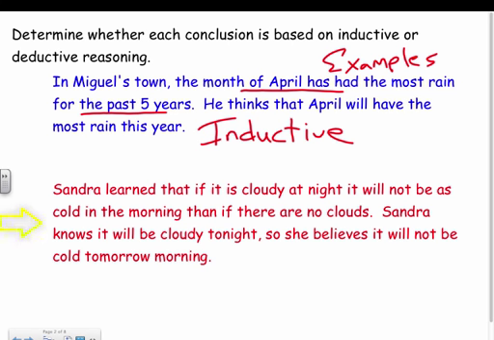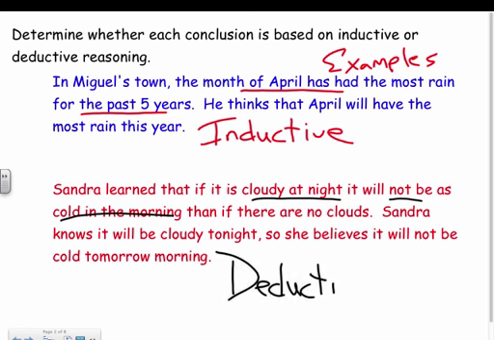Whereas the next one, Sandra learned that if it is cloudy at night, it will not be as cold in the morning than if there are no clouds. Sandra knows that it will be cloudy tonight, so she believes it will not be cold in the morning. So she knows this scientific fact, that if it's cloudy at night, it will not be as cold in the morning. Since it's cloudy tonight, she believes it won't be cold in the morning, so she's using a fact or a definition, so we would say that is deductive reasoning. So there's the difference between the two.